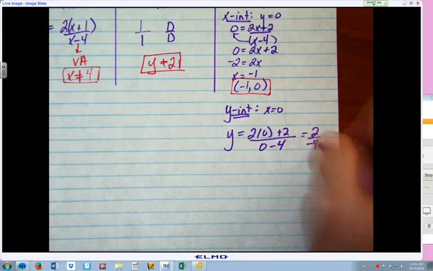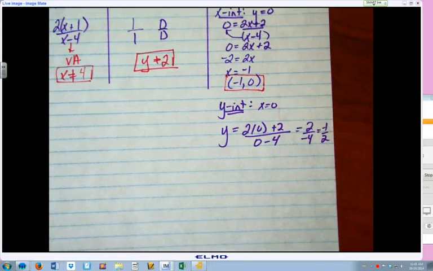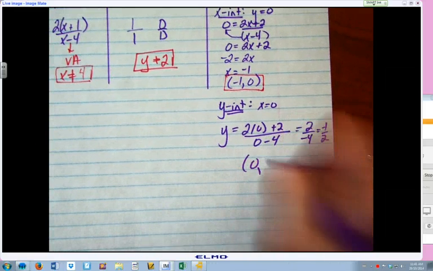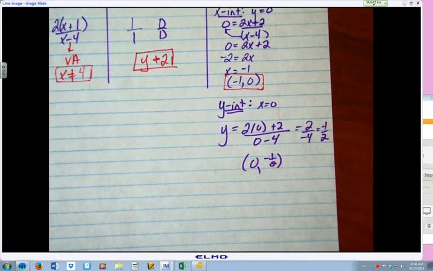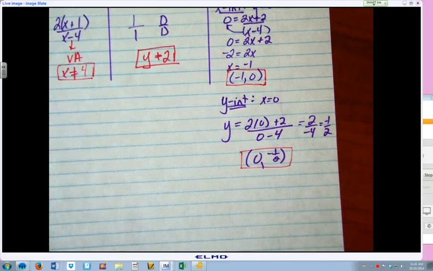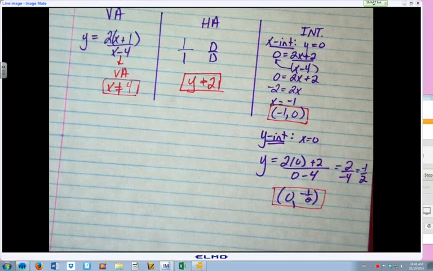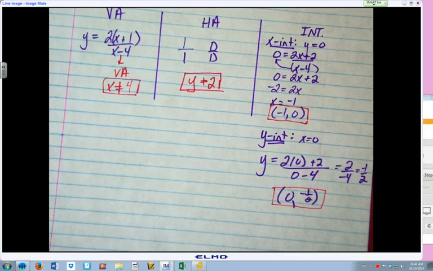So 2 over negative 4. Again, I like to do it as a coordinate pair, just to remind myself later, it's a point, not a horizontal asymptote, nothing else, just a little point on the graph. That's all we're practicing today and tomorrow, is just getting these 3 things, and then on Friday we'll take them and actually draw the graphs from these.